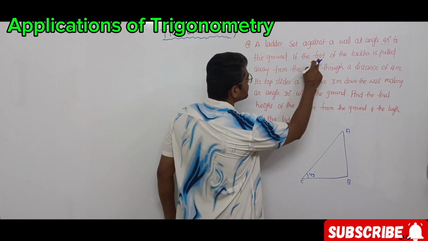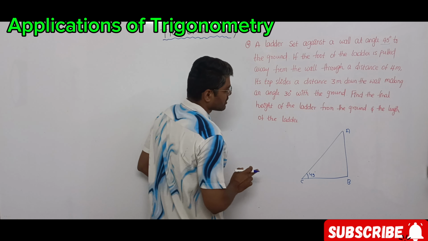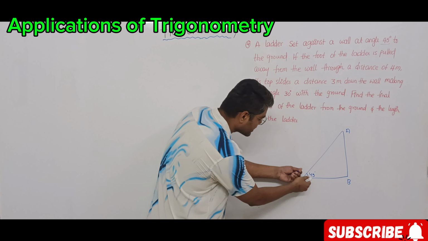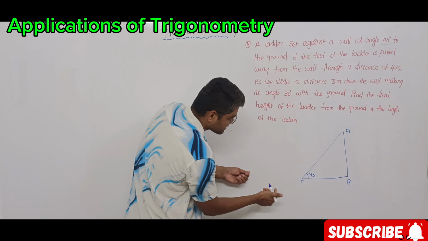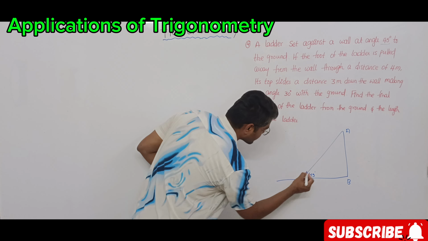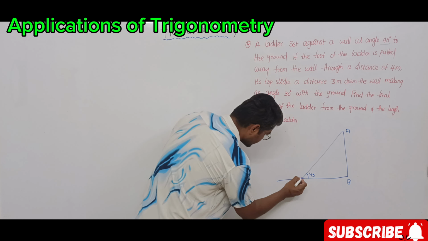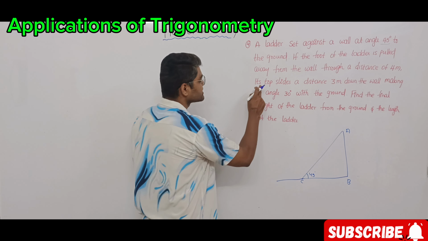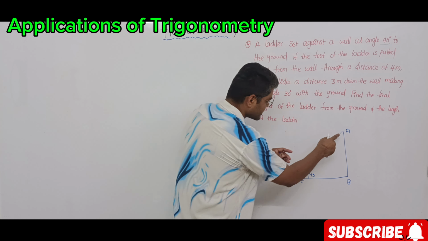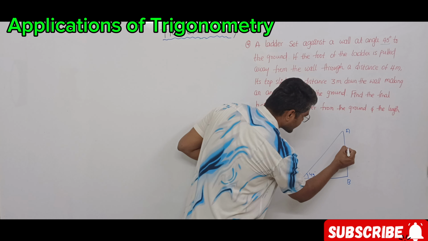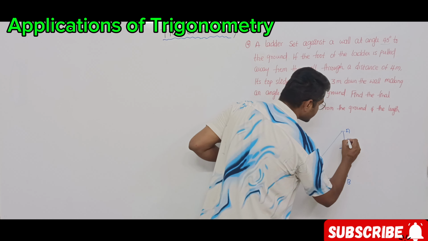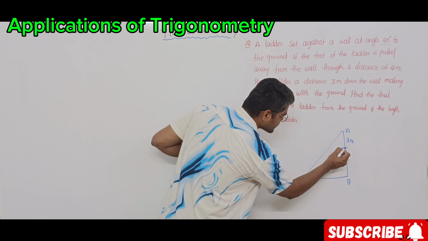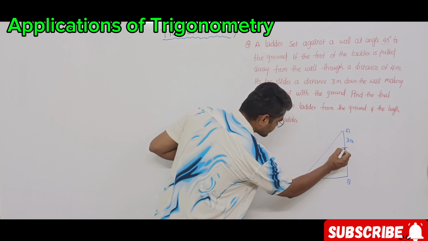Next point is, if the foot of the ladder is pulled away from the wall through a distance of 4 meters, the foot of the ladder, this is the foot of the ladder. If I pull it like this, it comes here on the ground. This foot of the ladder comes here. Now the point is, its top slides a distance of 3 meters. That means it comes here. This distance is 3 meters. So now the top of the ladder is here and the bottom of the ladder is here.